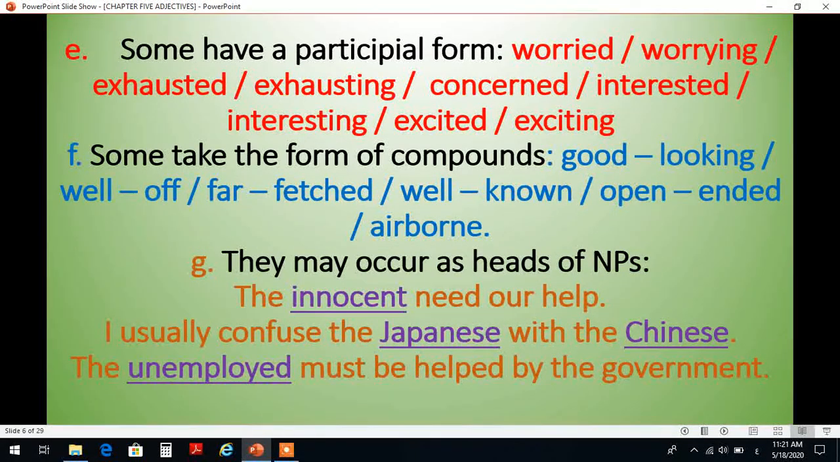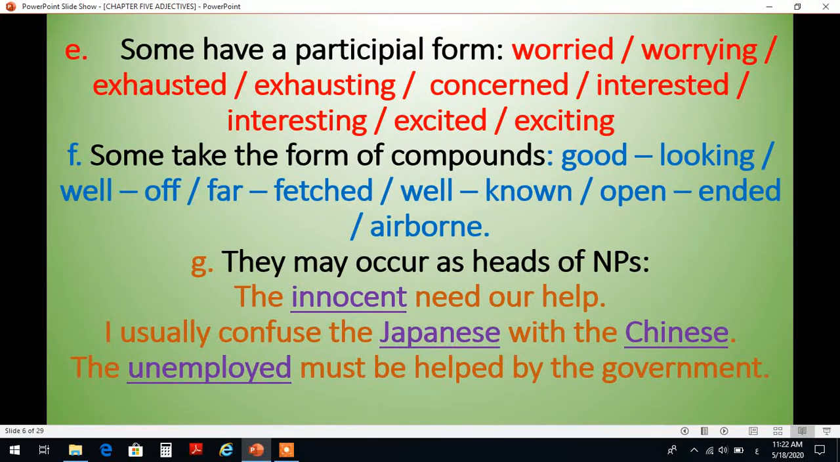They may occur as heads of NPs or noun phrases. إذن قد تأتي في الجملة على هيئة الاسم الرئيسي في العبارة الاسمية، أي لا يسبقها اسم رئيسي تصفه ولا يأتي بعدها اسم رئيسي تصفه. تستخدم لوحدها في العبارة الاسمية من دون اسم يأتي قبلها أو اسم يأتي بعدها. For example, we say the innocent needs our help. So innocent is an adjective which is used by itself. There is no noun following it.